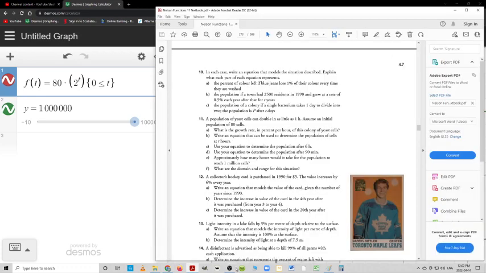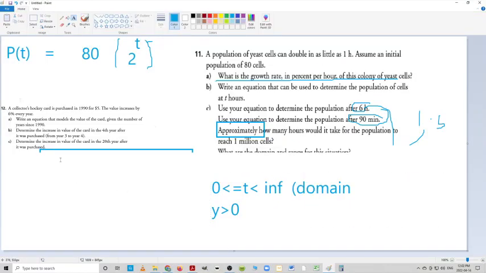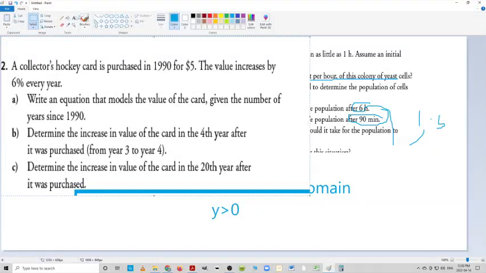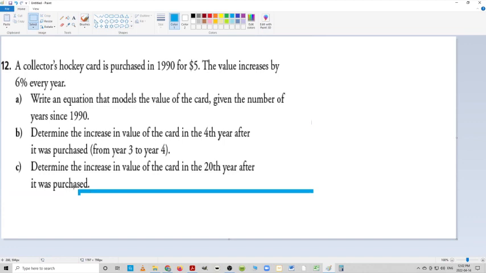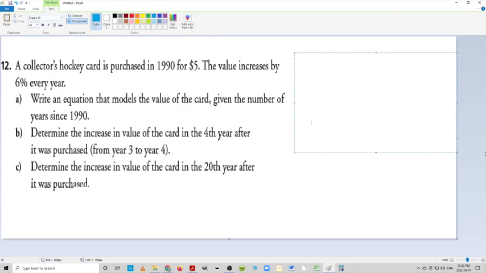All right, let's go back. A collector's hockey card collection he purchased in 1990 for $5. The value increased 6% every year. So let's look at that as a thing. If I start off with something that's worth 100% and it increases by 6%, and I convert those to decimals, I clearly get this. So that's going to be the base.